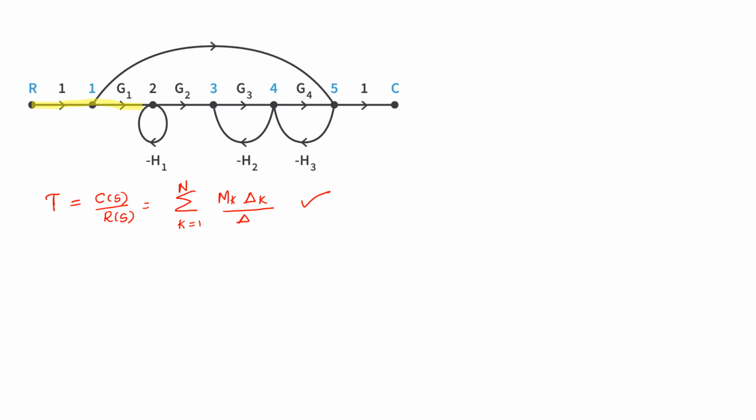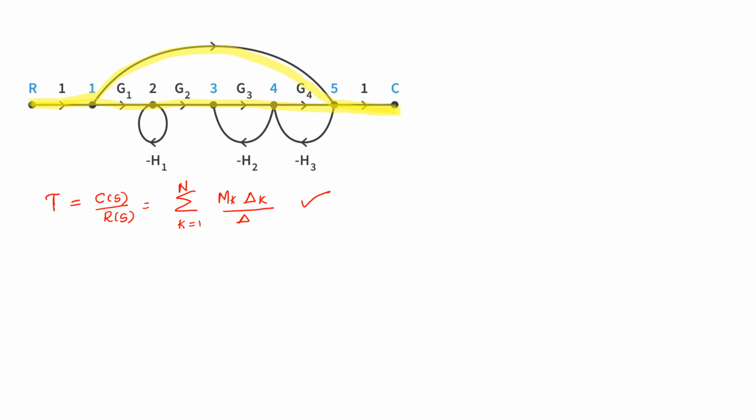Here this is the first forward path, from input to output. And next, find out the second forward path. Here this is the second forward path.